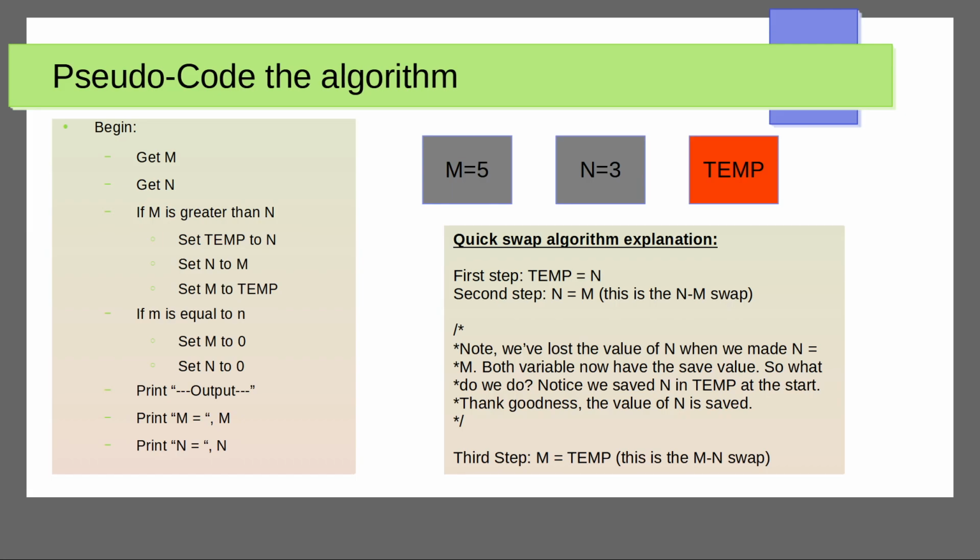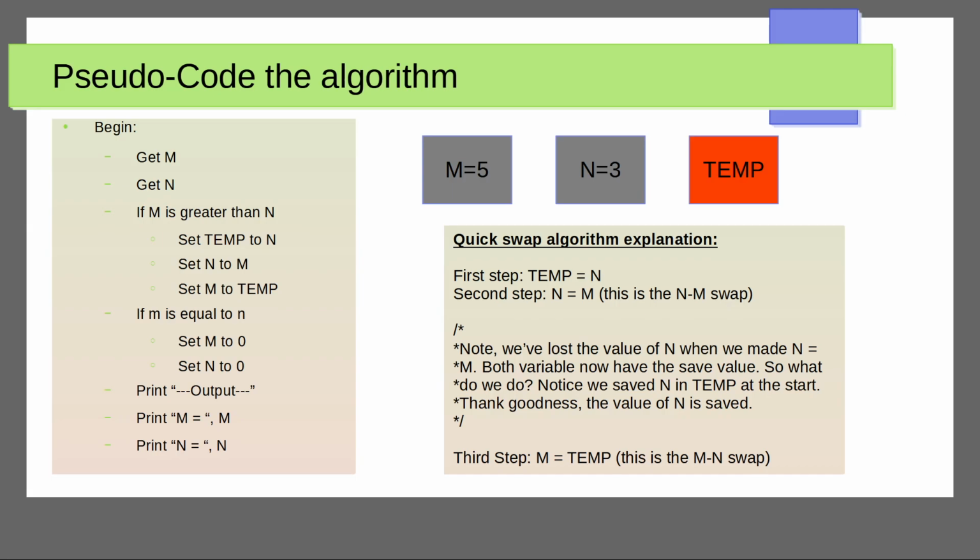If m is greater than n, we set temp to n, set n to m, and set m to temp. I'm going to go into a little bit more detail on the swap algorithm in a minute. But just know that this is what happens. If m is greater than n, we swap the values of m and n. So n will take on the value of m, and m will take on the value of n. If m is equal to n, we just set both m and n to 0. Notice there's no need to swap. We're just setting both to 0.